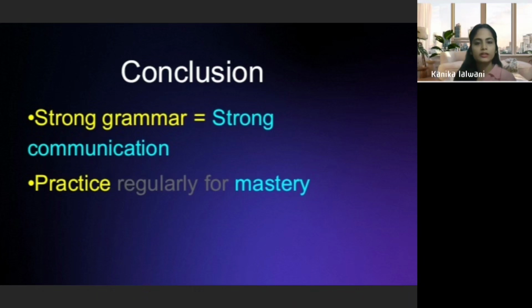So, students, this is your complete English grammar syllabus. If you follow it properly and practice regularly, you will see great improvement in your English.